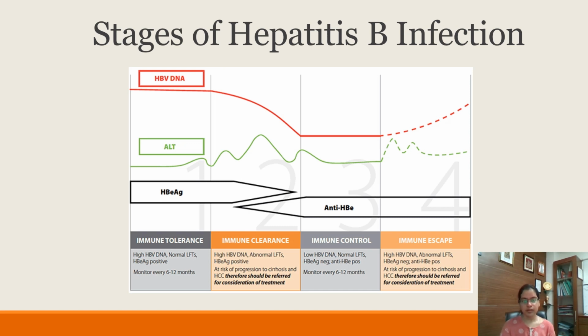Now, this is the immune control phase, where there is low viral load. LFTs are normal, HBe antigen is negative, and anti-HBe is positive. So we have to monitor every 6 to 12 months. In the immune escape phase, again there is high HBV DNA and abnormal LFTs; HBe antigen is negative and anti-HBe is positive. They are at risk of progression to cirrhosis and HCC, so they should be referred for consideration of treatment. So we have to treat the immune clearance and immune escape phases.